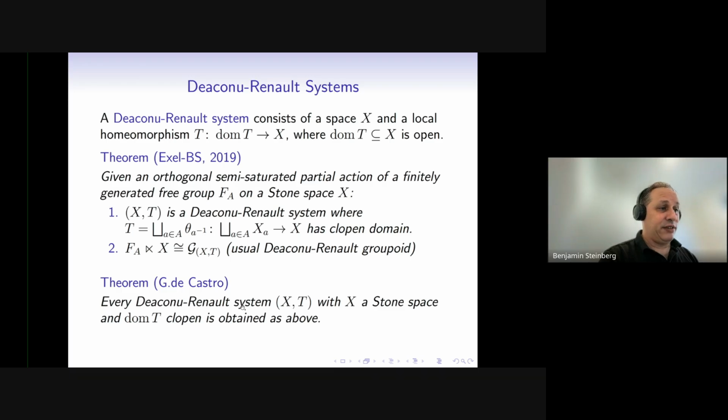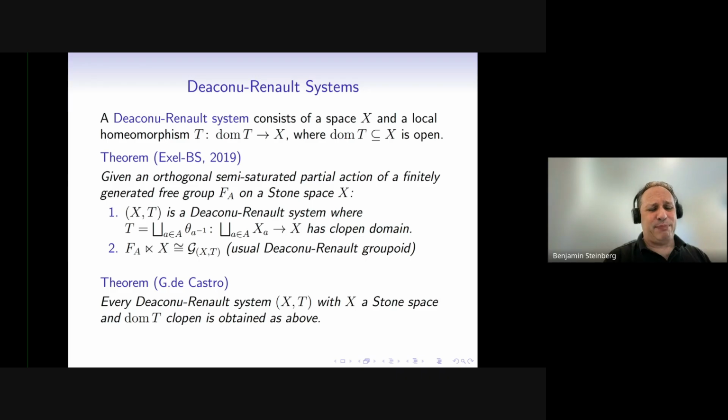If you have a Deaconu-Renault system with X a stone space, so that means compact, Hausdorff, and totally disconnected, and the domain of T is clopen, then there is an orthogonal semi-saturated partial action of a finitely generated free group so that your T is this guy here. And so basically every groupoid of a Deaconu-Renault system where X is compact comes about this way.